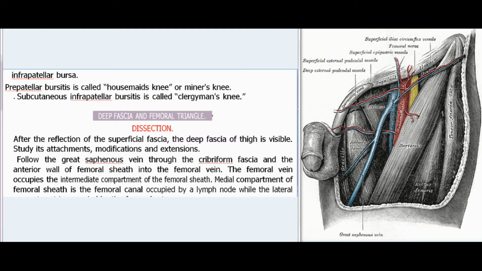Prepatellar bursitis is called housemaid's knee or miner's knee. Subcutaneous infrapatellar bursitis is called clergyman's knee.